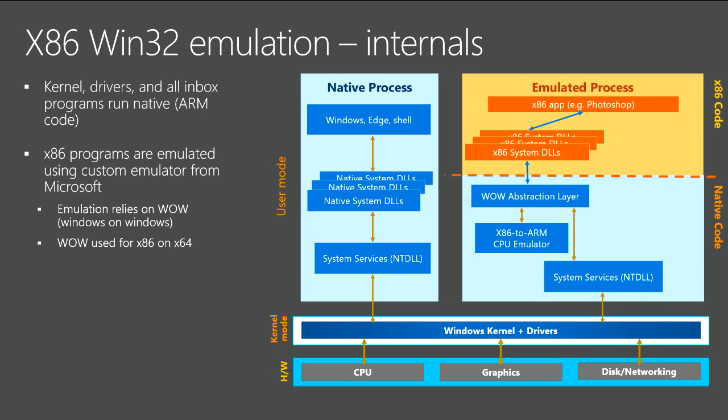Here, this is what an emulated process looks like. In an emulated process, it runs on top of our WoW layer, which is Windows on Windows. It's a similar infrastructure that we have on x64 PCs to run x86 apps. In these apps, you'll have x86 code, so the app executable and the system binaries that you saw here, we have the x86 versions. And then you have a second part of the process, which is all native code. You have the WoW abstraction layer, which I'll talk about in a minute.